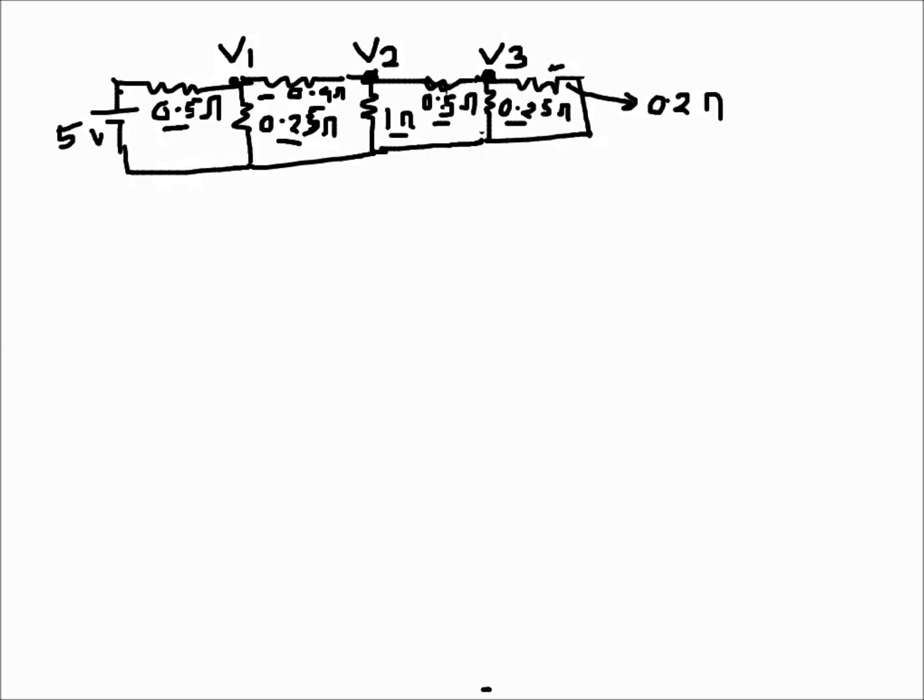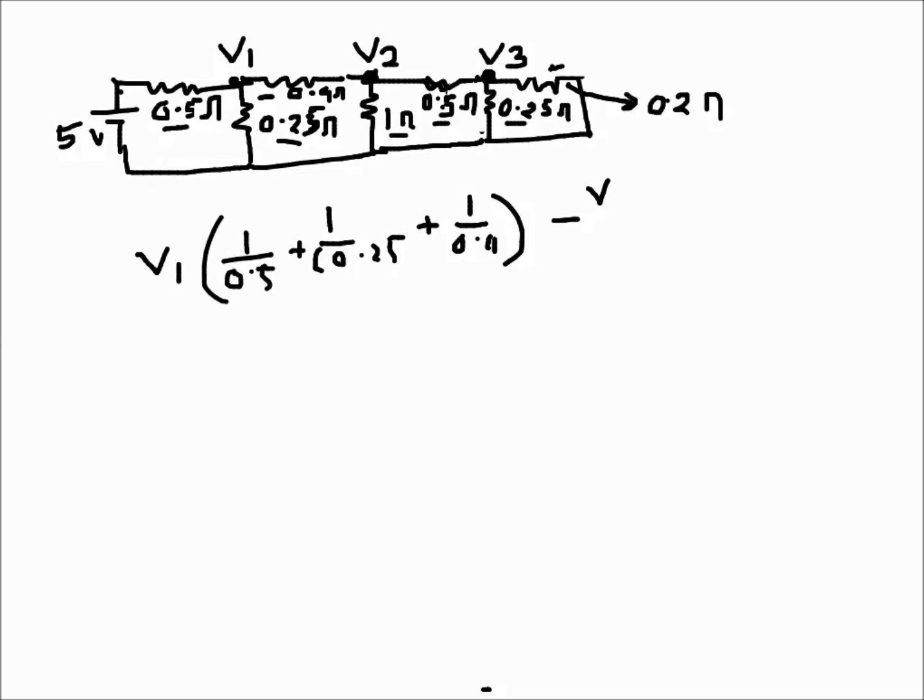So that will be V1 over all the resistances, so 0.5 plus all the resistances that are connected to it, so 0.25 plus 0.4, and then the adjacent node, which is V2, and the connecting resistance is 0.4, so it will come as a negative V2 over 0.4. And this is the source.